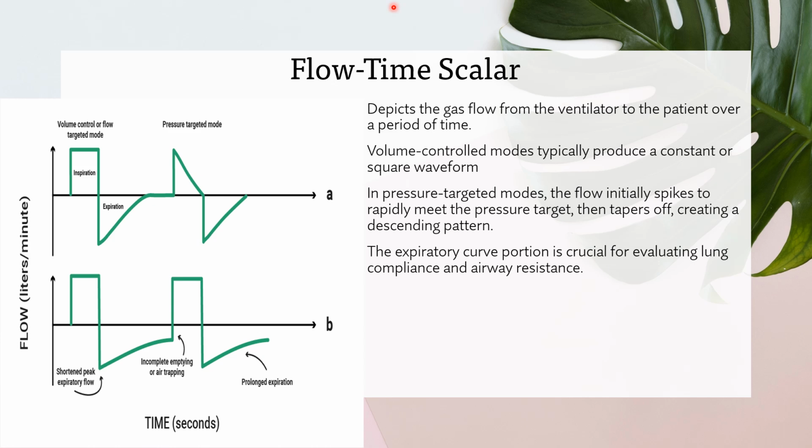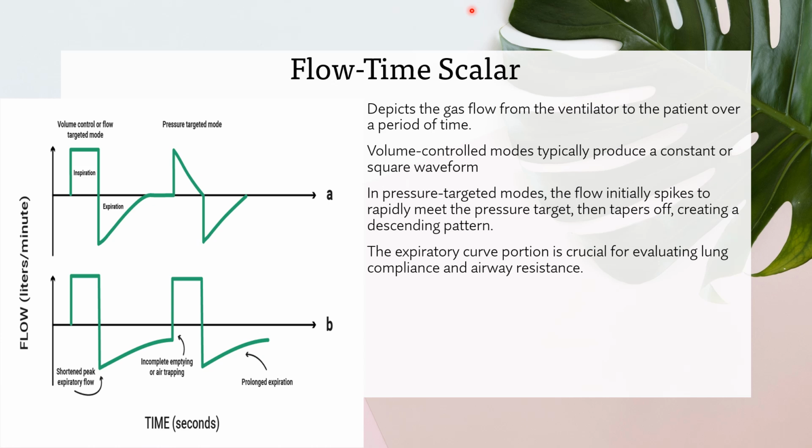The second pattern shows a descending waveform typical of a patient in a pressure controlled mode, where the flow decreases as the lung pressure reaches the set target. Here you can see that the flow initially spikes to rapidly meet the pressure target, then tapers off, creating a descending pattern. Scalar B highlights flow waveform anomalies suggestive of airway obstruction.